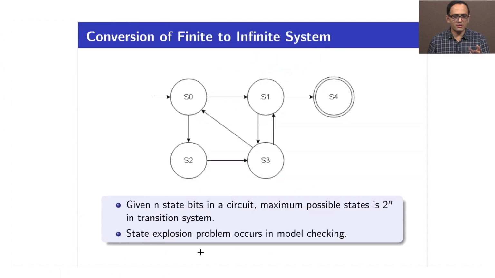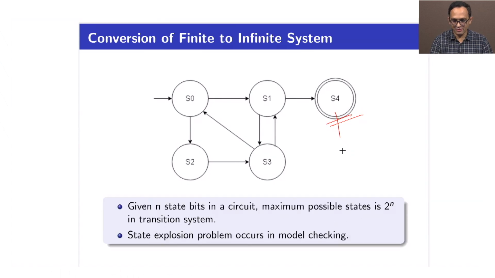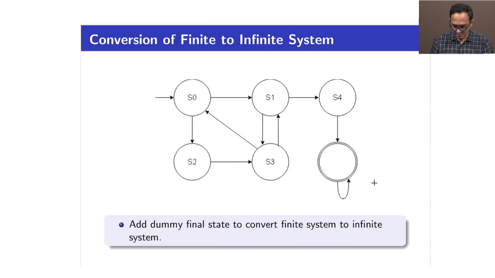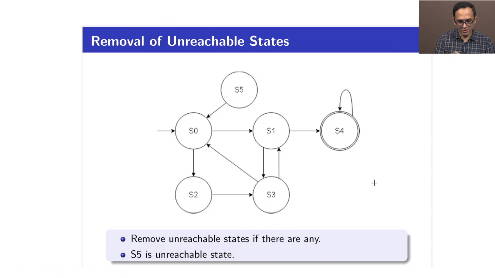Quick thing. If your FSM is given like this, with an end state, which is the normal FSM, what I can do is simply add a dummy state and put an infinite loop here. Then this will become an infinite system, so that there is no end state. This is the simple thing, so this is what I have done.